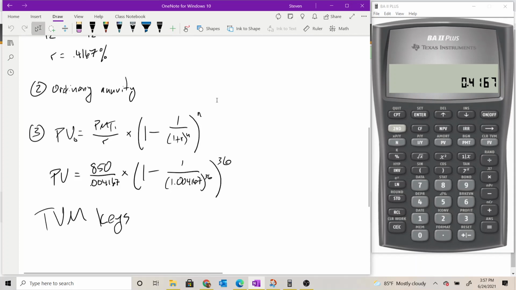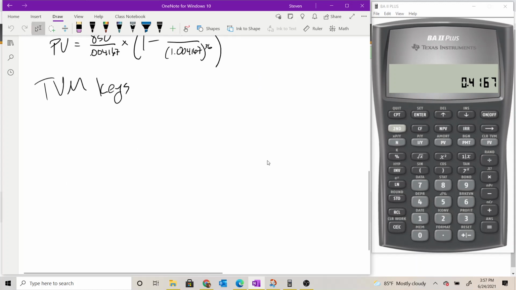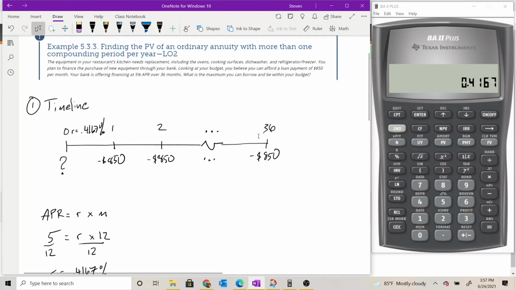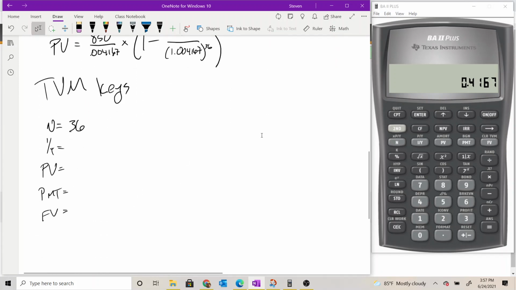Okay, let's look at solving this guy with the time value money keys. I'm going to set up my calculator entries vertically, going in the same order that they appear on the calculator, where n is the total number of payments or total number of compounding periods. Those two things are equivalent with an annuity. In this case, that's 36. We're going to make 36 total payments, right? If we look at our timeline, the last one there is at the end of month 36.